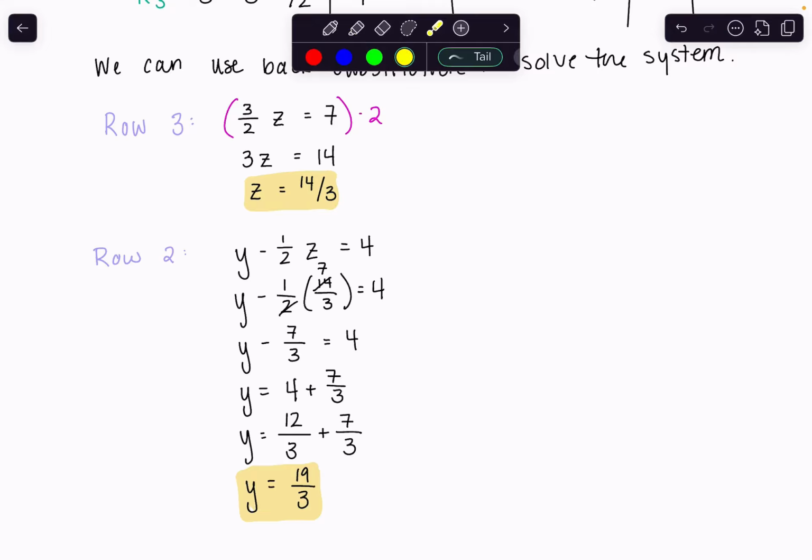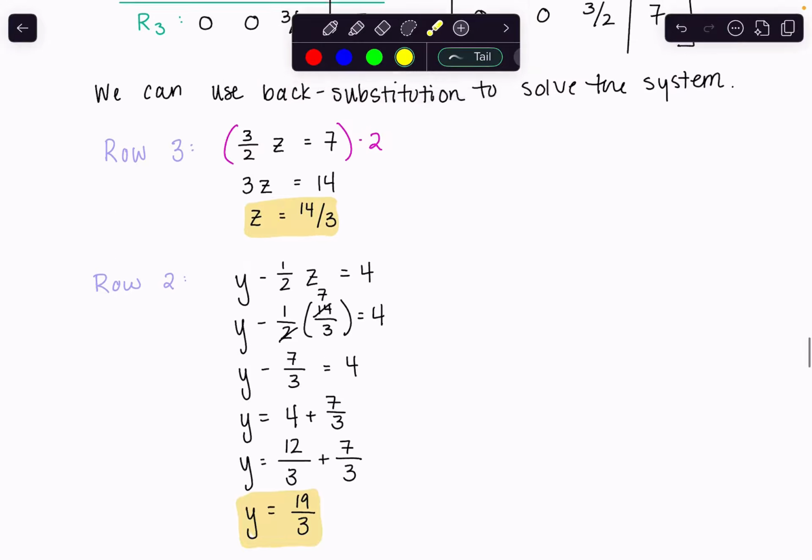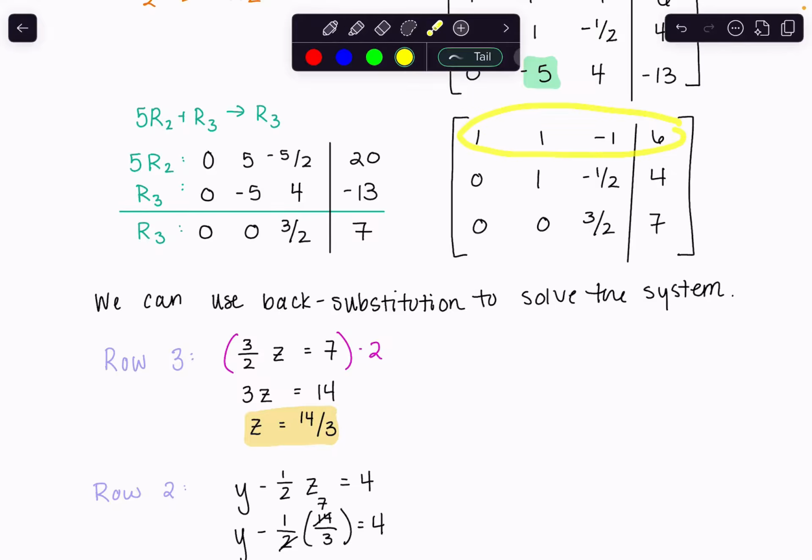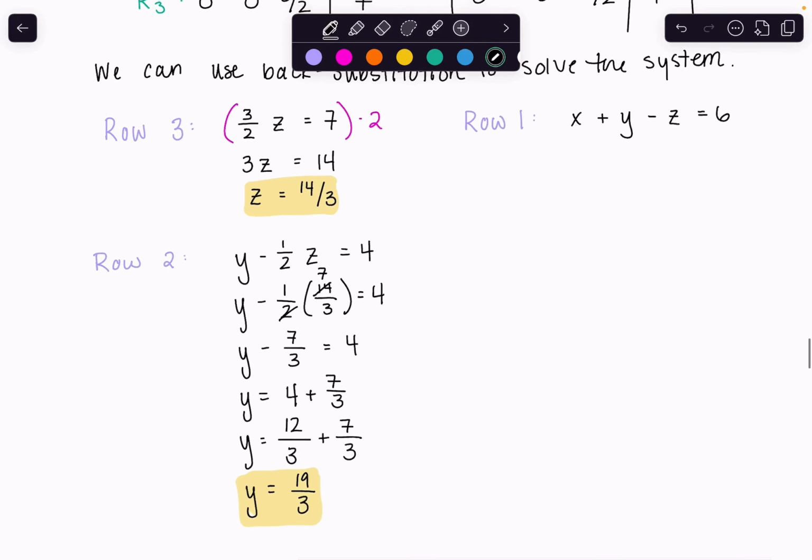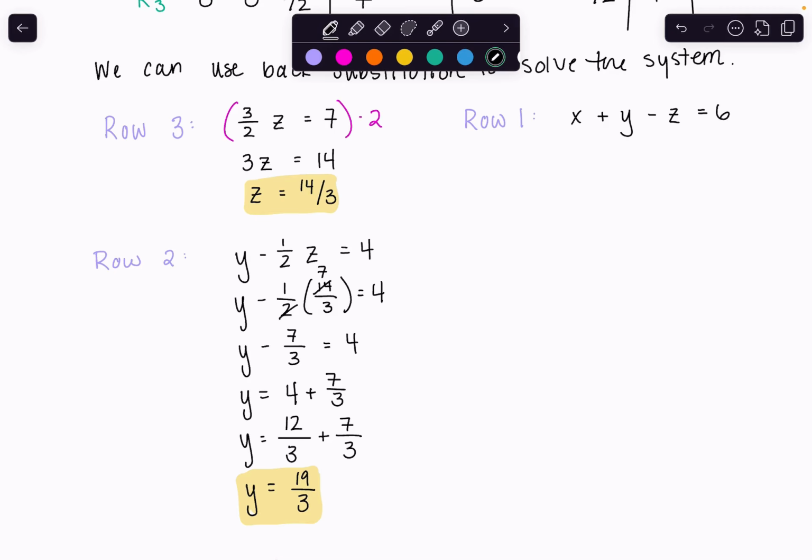So I've used row 3, then I used row 2. I have one variable remaining, which is x. So that's where I go back to this first equation. So row 1 tells us x plus y minus z needs to equal 6. But again, I've already figured out what y and z are, so x is my only unknown. So x plus 19 over 3 minus 14 over 3 must equal 6.